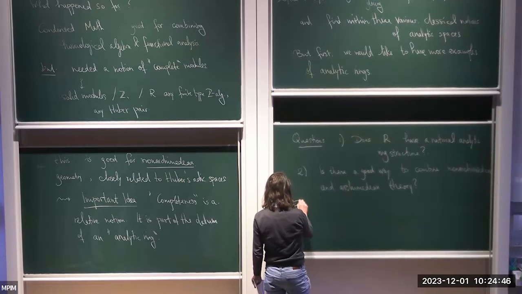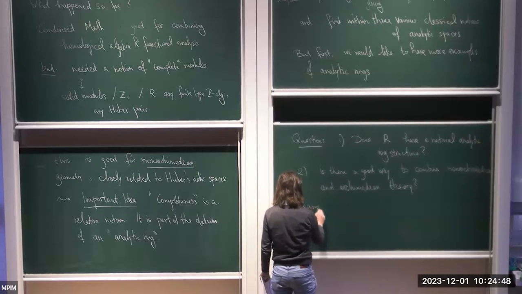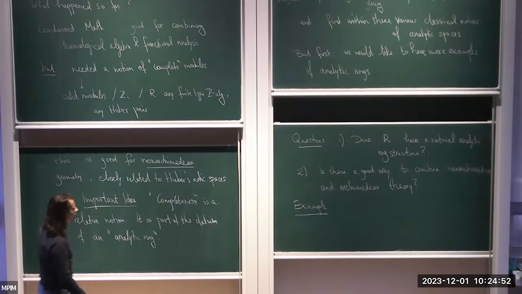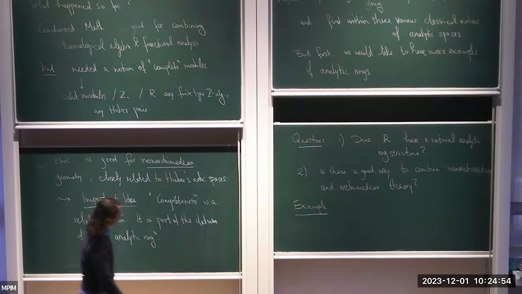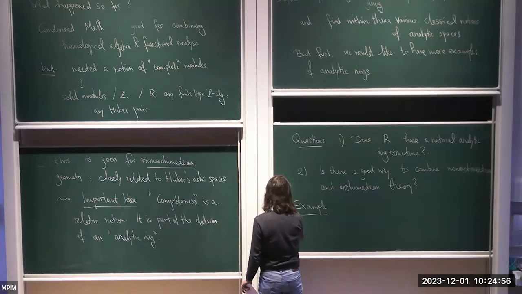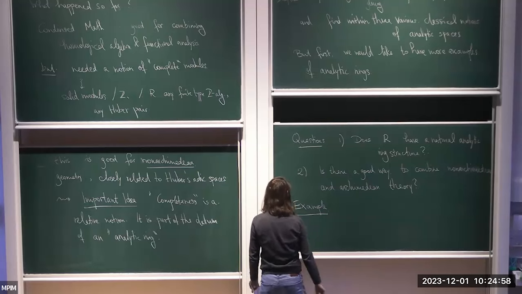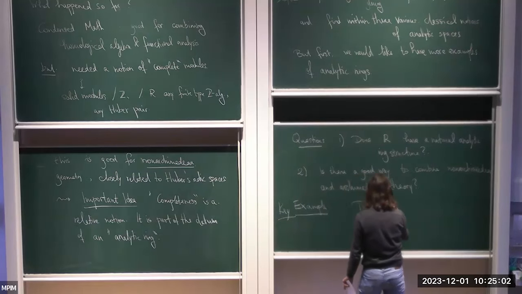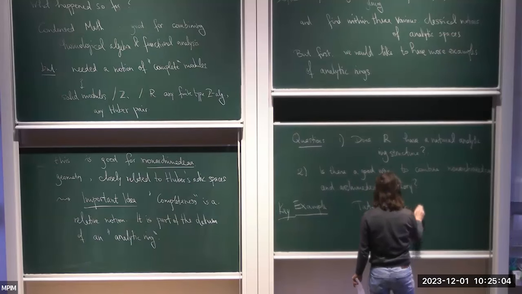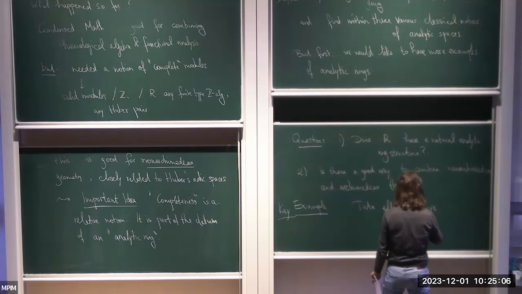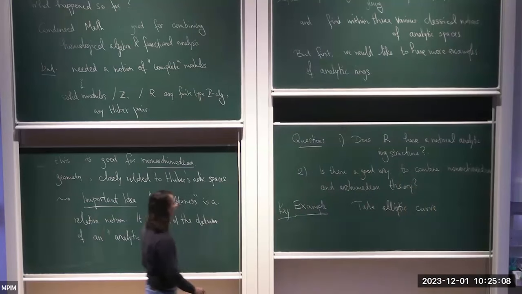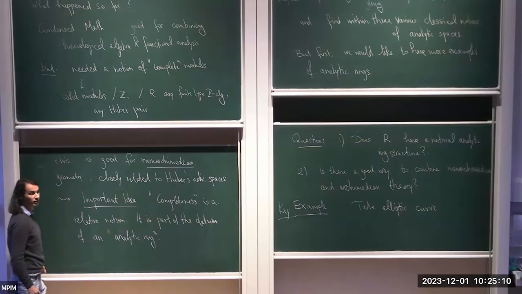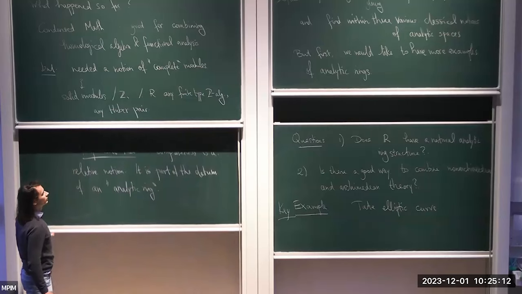So maybe the prime example really of what one should be able to do in some world of analytic geometry, some key example that we want to accommodate, is the famous Tate elliptic curve. So let me spend a little bit of time just talking about this. What is this?